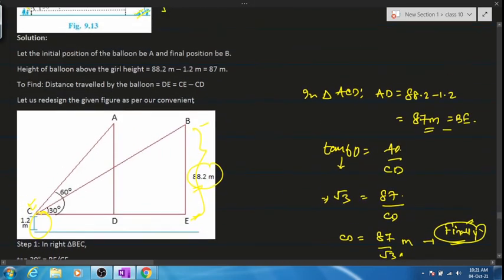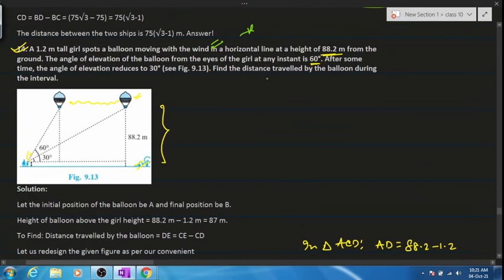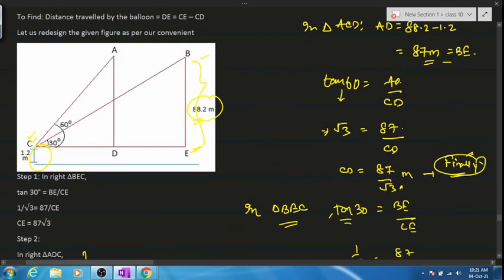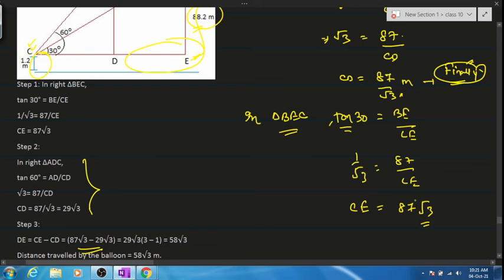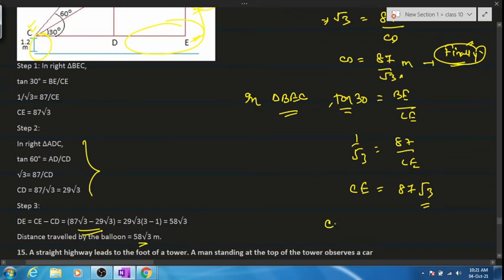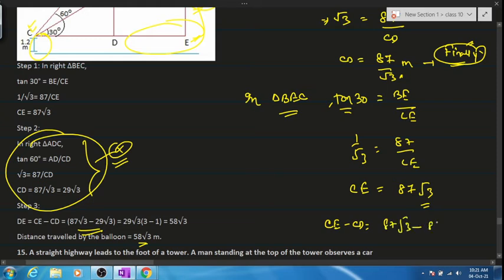Now you have to calculate the final answer, which is the distance traveled by the balloon during this interval DE, which is equal to CE minus CD, right? I don't know what they have done out there, but I don't suppose this is correct. CD is how much? 87 root 3 minus 87 divided by root 3.